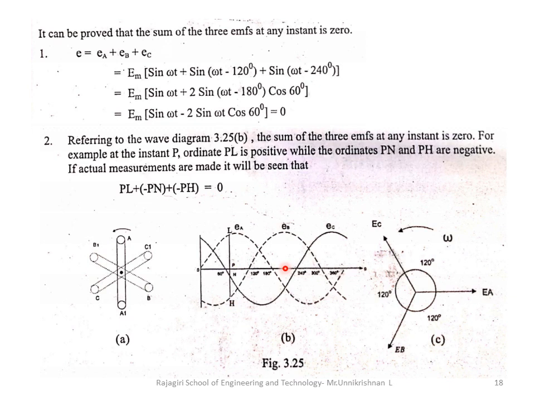At any point you can take, you can also draw a straight line at any of the points along the waveform, and you just take the arithmetic sum. While you take the positive half, you have to take it as positive, and negative you have to subtract, that's all. So you will always see that it will be 0.